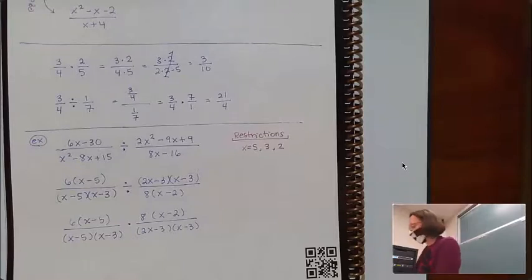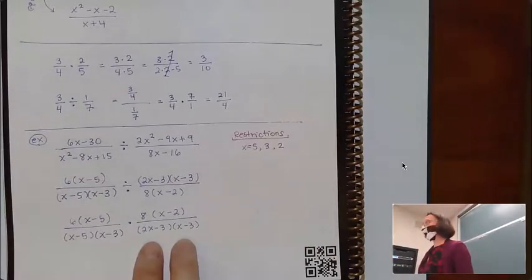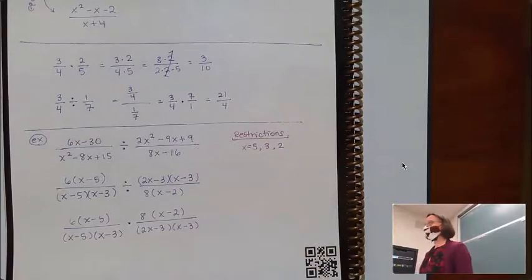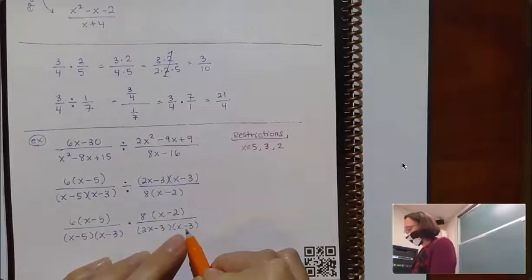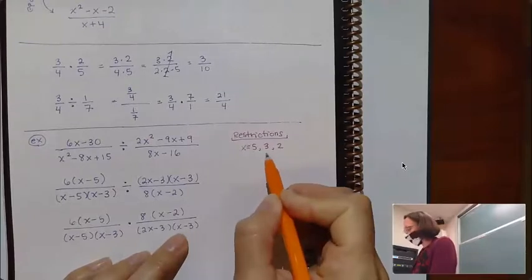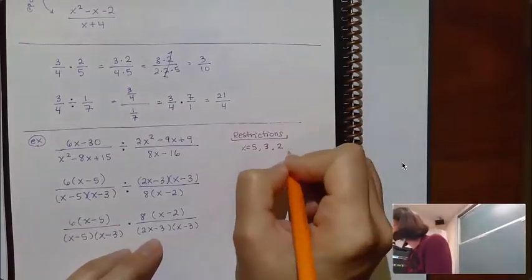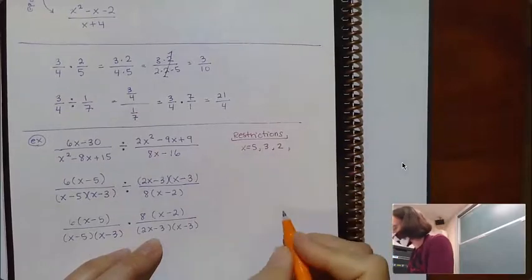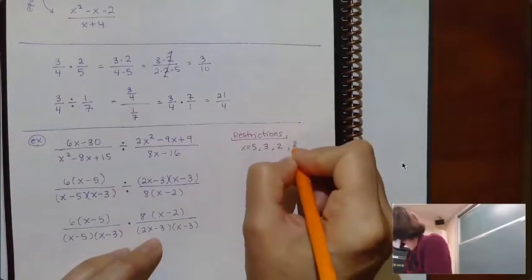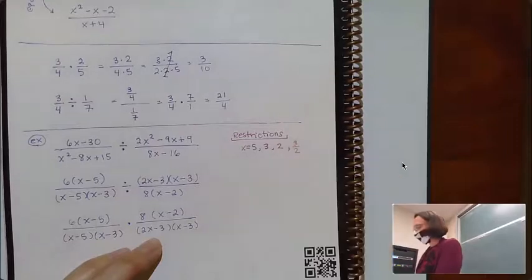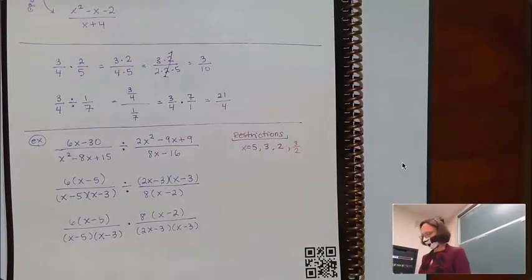But technically, we should also add to our list of restrictions now anything that's in the denominator after we rewrite this. We've already got 3 taken care of. It's already in our list of restrictions, but our new addition to our restriction list is going to be 3 halves from this piece right here.